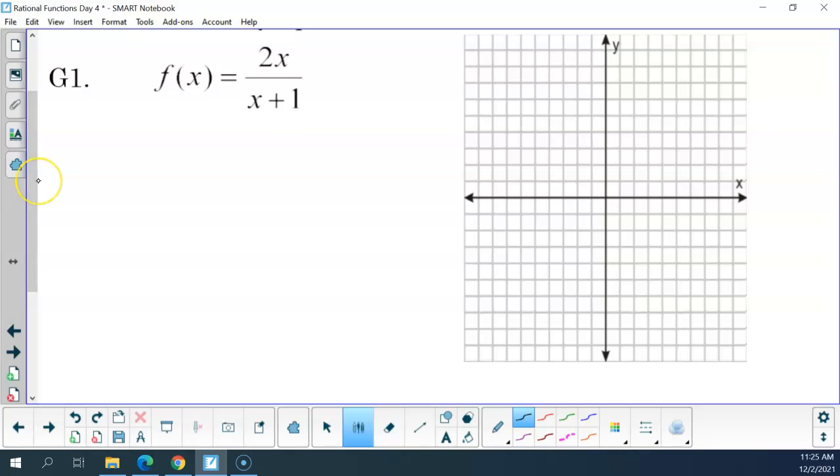So here we go. First off, write it down. Yep, definitely write down what the function is. F of x equals 2x over x plus 1.